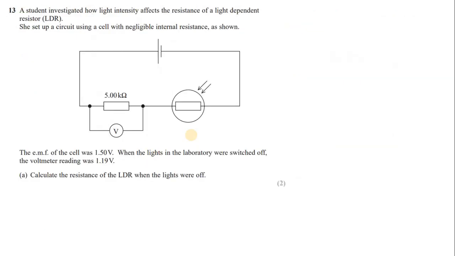A student investigated how light intensity affects the resistance of a light-dependent resistor, LDR. She set up a circuit using a cell with negligible internal resistance as shown. The EMF of the cell was 1.5 volt. When the lights in the laboratory were switched off, the voltmeter reading was 1.19. Calculate the resistance of the LDR.